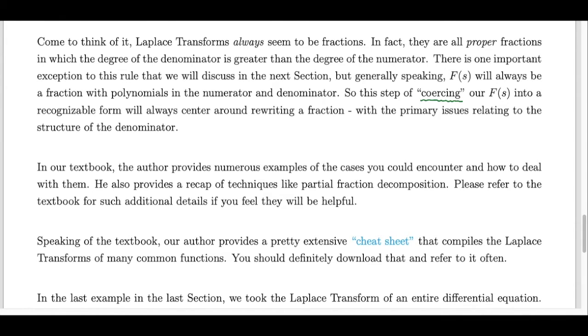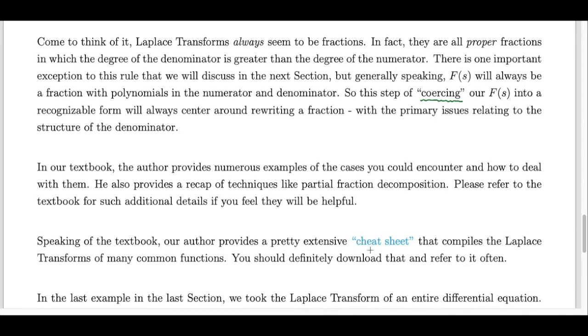So I would definitely encourage you to look through this section in the textbook if you think you need a refresher on some of these techniques. In addition, in the last section, we derived the formulas that we've used today. We don't really have the time or the energy to continue deriving formulas for all different types of functions. So usually at this point, we start to refer to some sort of table that displays the Laplace transform of lots of common functions. Our author provides such a table.